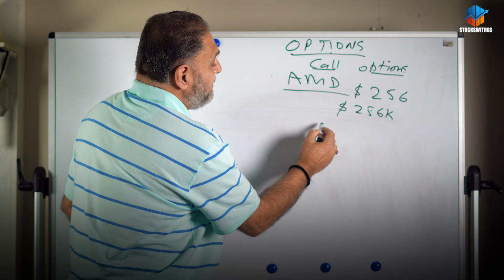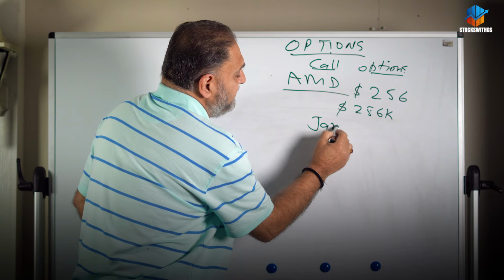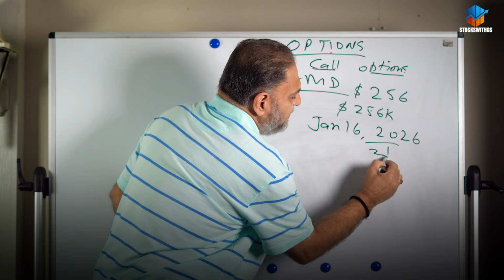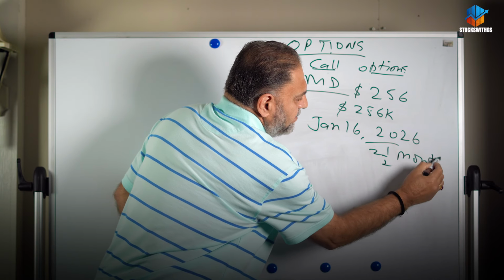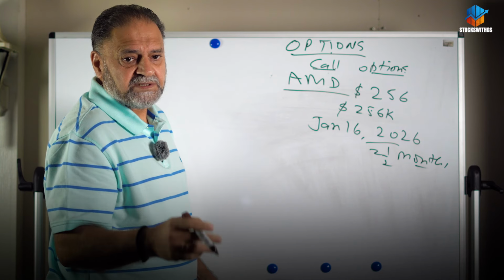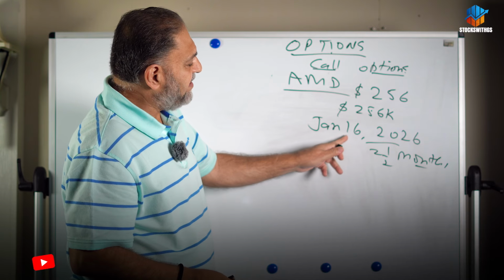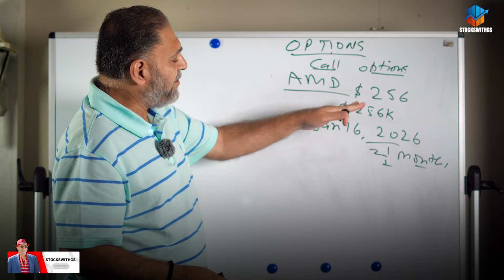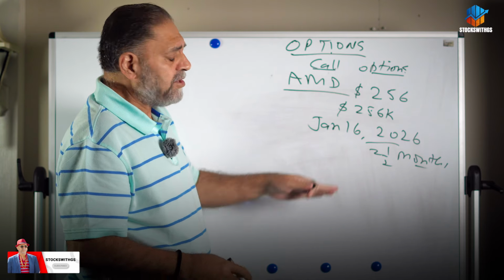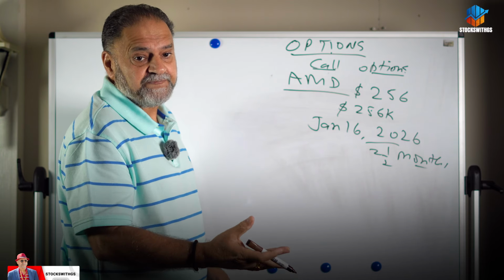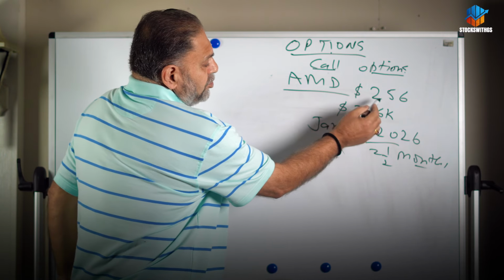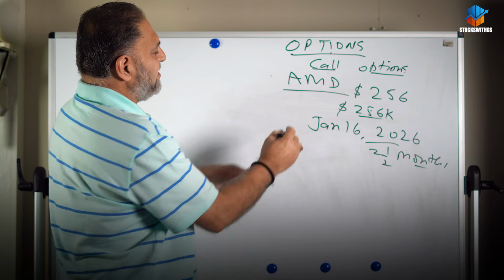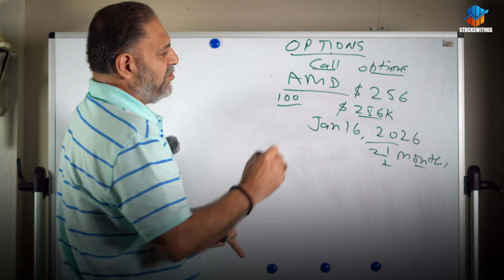So let's take the example of expiry date January 16th, 2026, 2.5 months from now. Today is 30th of December. So January 16, 2026, 2.5 months. This is just an example. You can do February, you can do March, you can do April. You can go up to 2 years. Okay. So your investment is $25,600. You have 100 shares of AMD in your account.